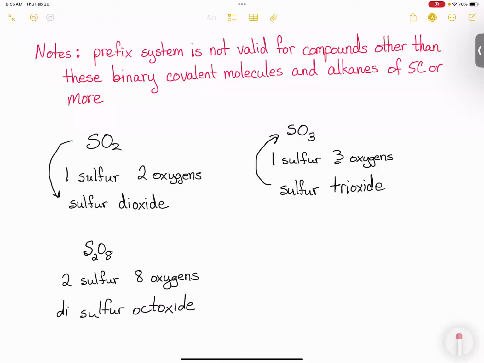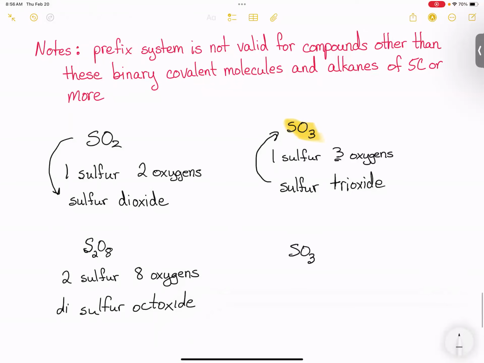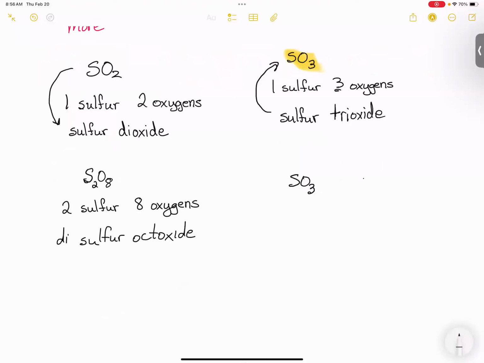Questions? Now, I do want to make note of something because I did it on purpose here. I gave you SO3, which we've seen something like SO3 before. And that's why I did the molecule I did. There is a difference between SO3 and SO3 2 minus. This is a binary covalent of sulfur trioxide.